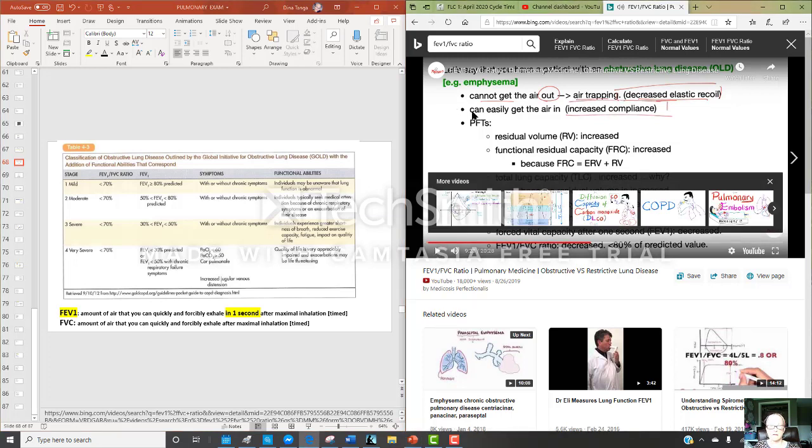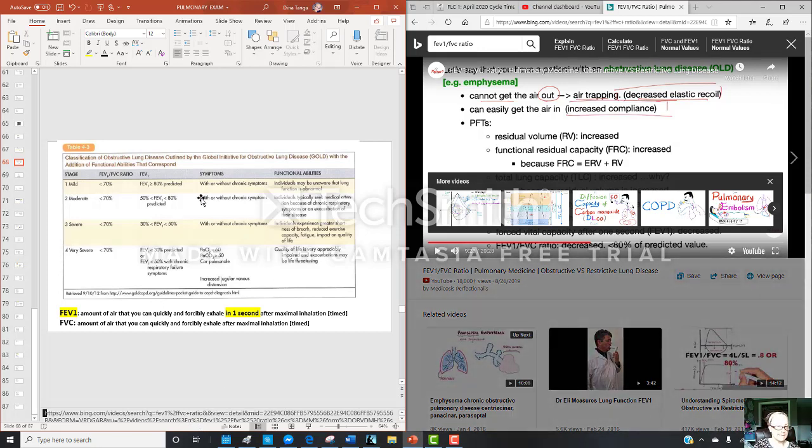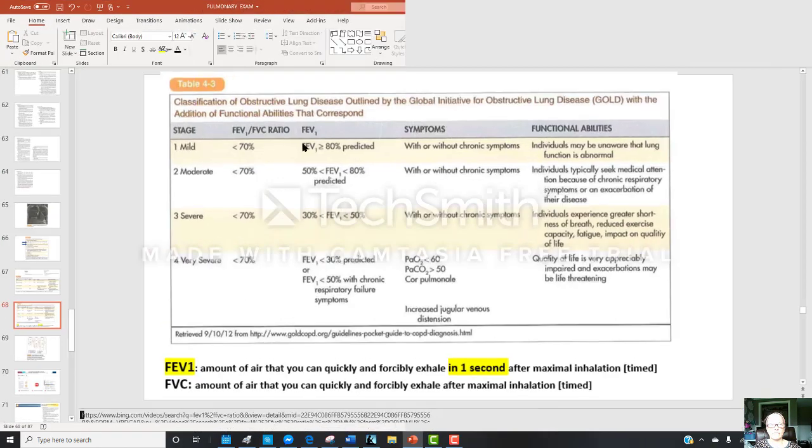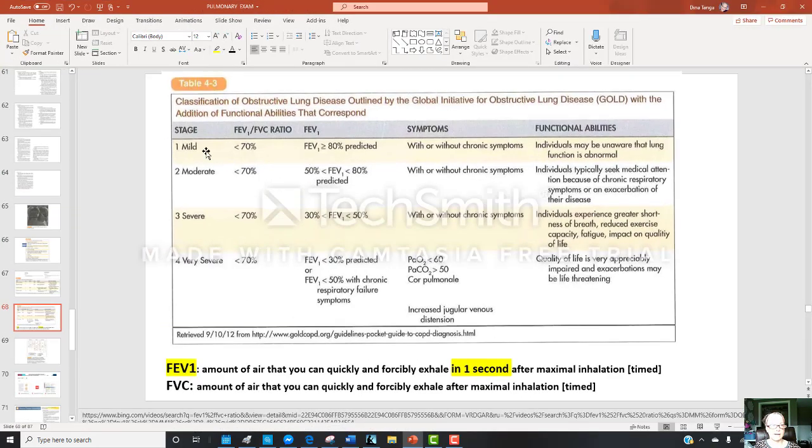Okay, so you can put the website down here if you want to go back and watch that entire video, but for our purposes here, that video really did help to explain mild, moderate, severe, and very severe. So FEV1 is the amount of air that you can quickly and forcibly exhale in 1 second after maximal inhalation.